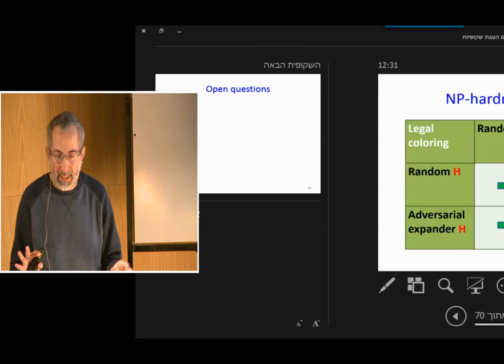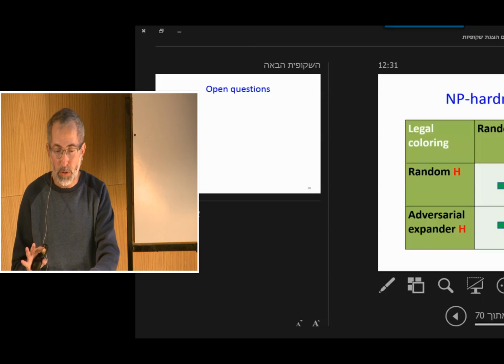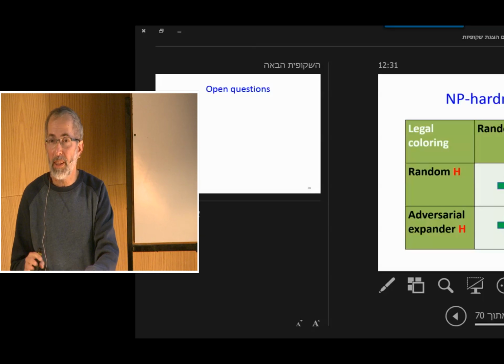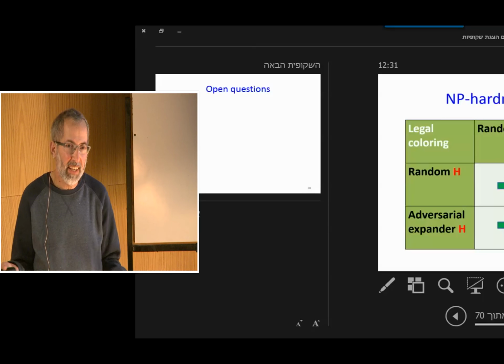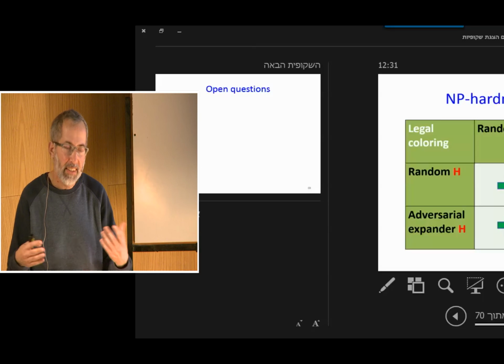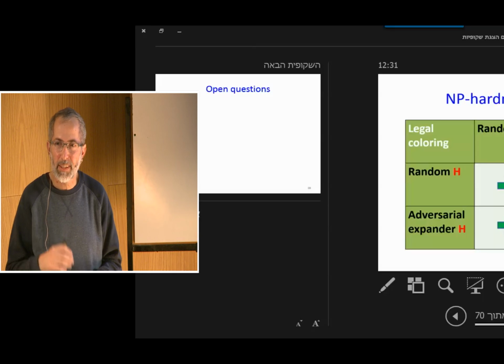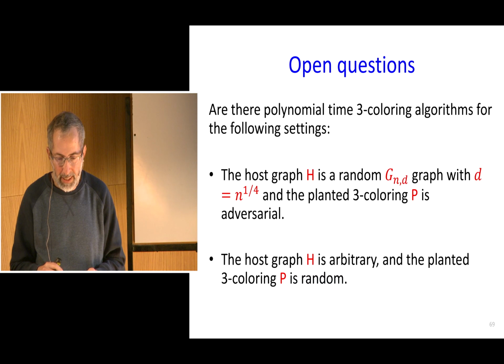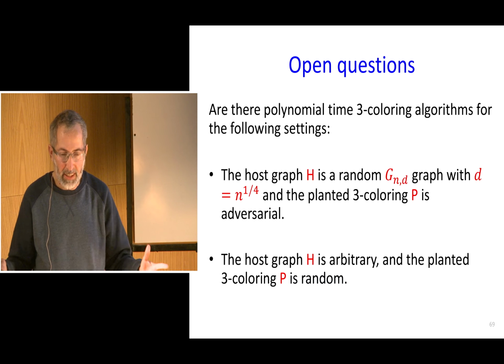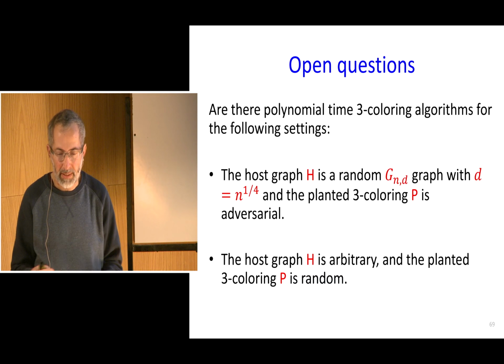We know in special cases, if he happens to choose a host graph where the minimum degree is very, very high, let's say linear in n, then you can color the graph after you plant the coloring in it. That's not so difficult. But in general, this question is wide open. Okay, so I'll end here.